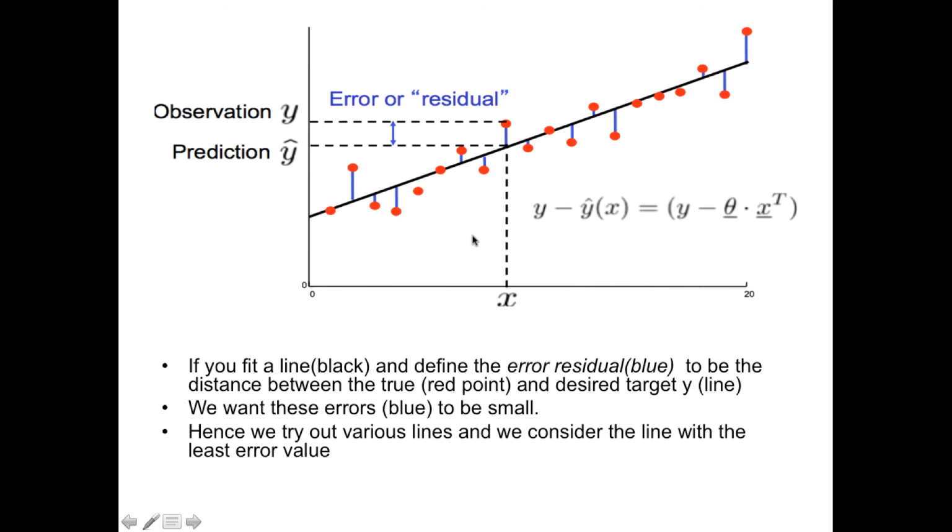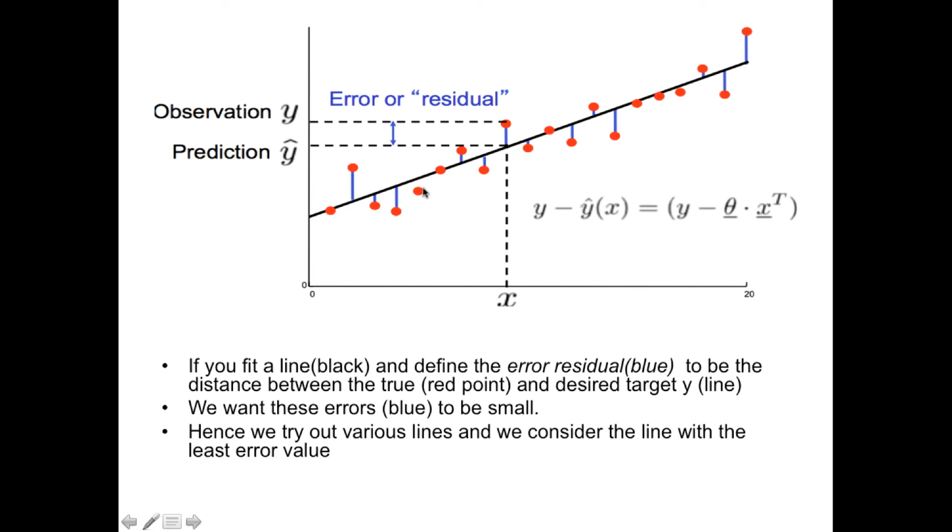So we're looking at the same graph here. If you fit this black line and define the residual error by these blue lines, these residual errors are the distances between our true points, which are the red points, and our predicted price, which is the target, the black line here. So we want these blue lines or these errors to be as small as possible. Hence, we try out various lines and we consider the line with the least error value.